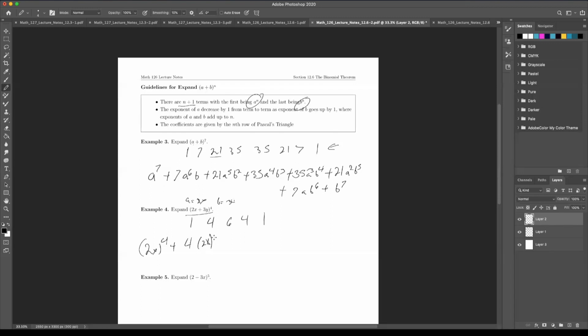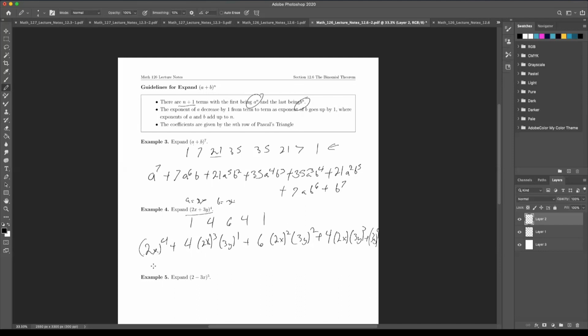So I'll have 4 (2x)^3 (3y)^1, plus 6 (2x)^2 (3y)^2, because remember now a is 2x and b is 3y, plus 4, and then we bring down a to the first power, (3y)^3, and then the last one will be (3y)^4, okay? But we're not really done here. We actually need to crunch through the numbers.